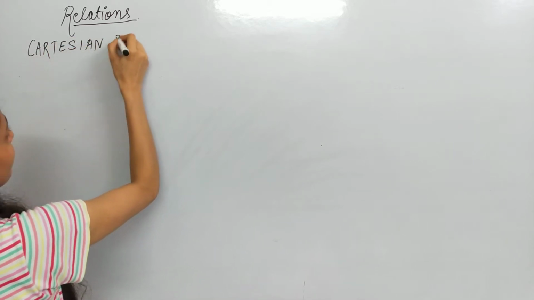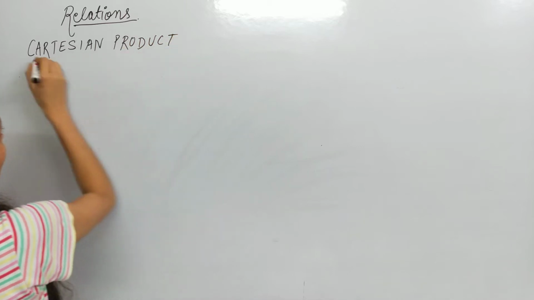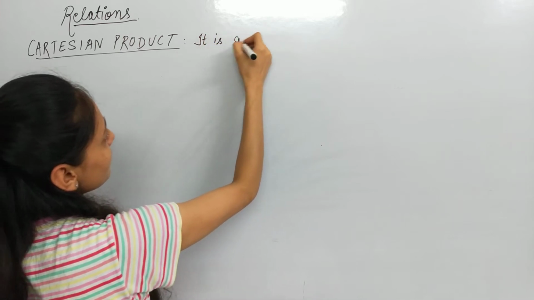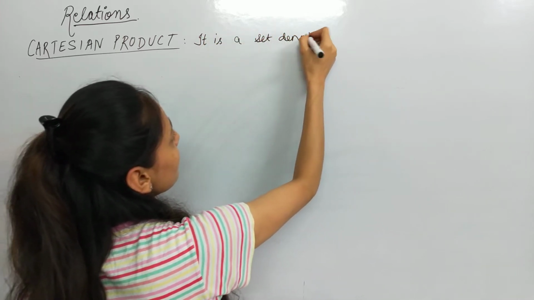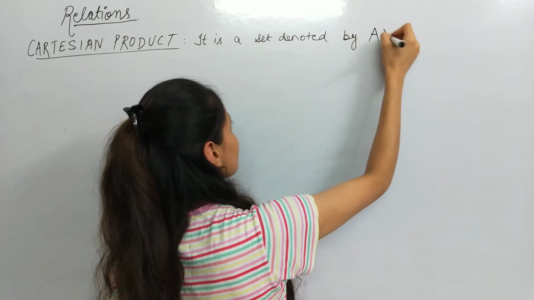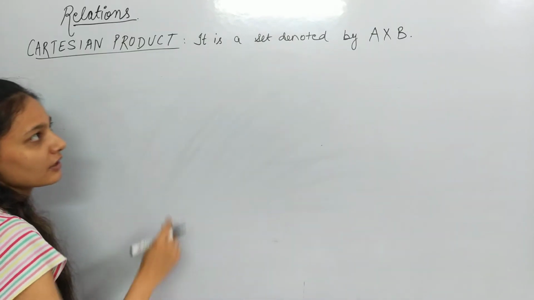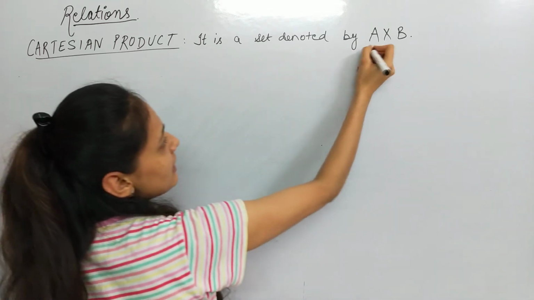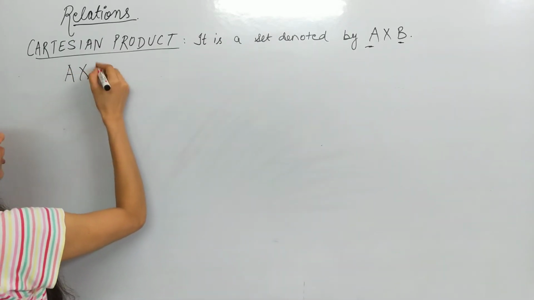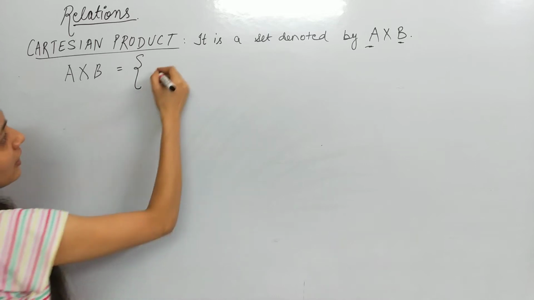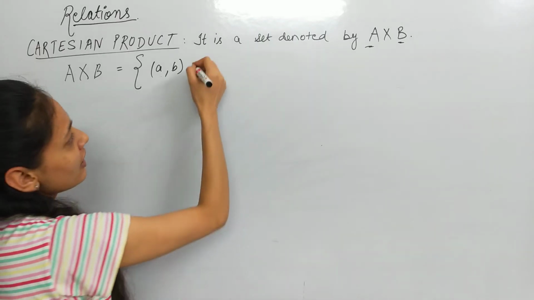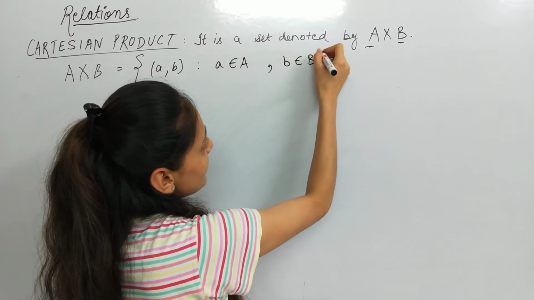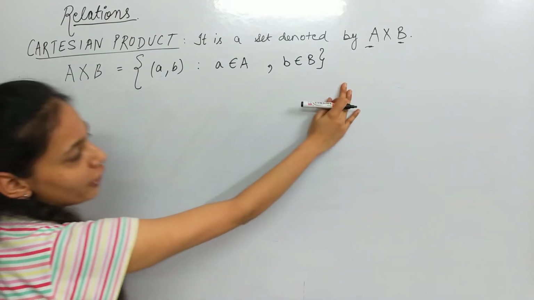Cartesian product. It is a set denoted by A cross B. It is a set made by two sets, A cross B. ठीक है? Means this A is a set and B is a set. So this set is written as A cross B. A cross B is a set in which the elements are ordered pairs where the first element is from the first set and the second element is from the second set. This is a Cartesian product.